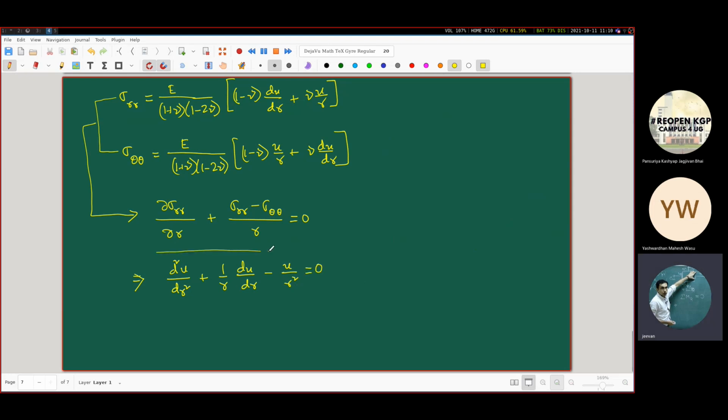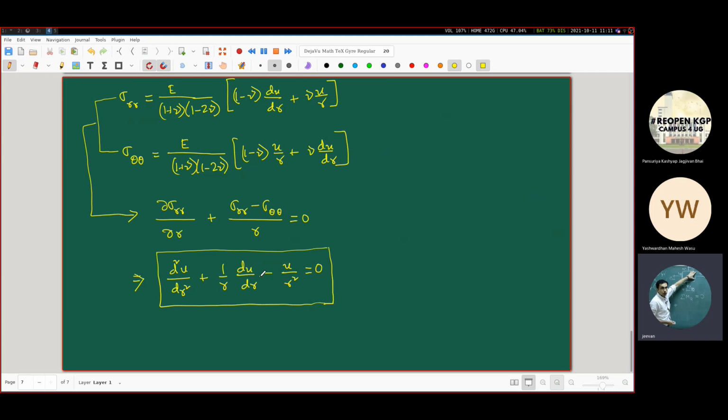This is a very important equation because right now we have obtained this equation in the context of thick walled pressure vessels. This is the governing differential equation. Here we have substituted basically the strain displacement relations together with the stress strain relations, and we have obtained this.